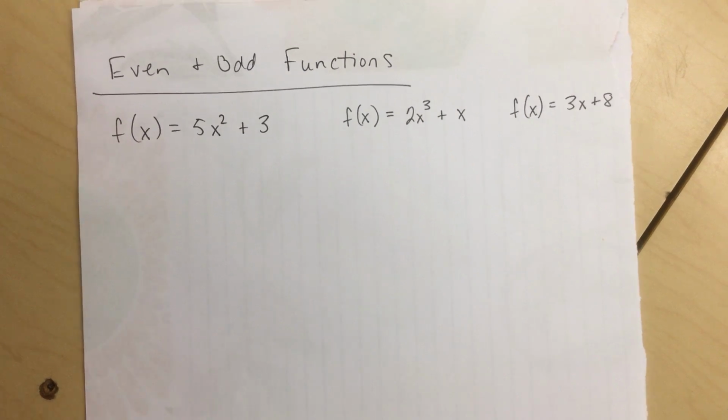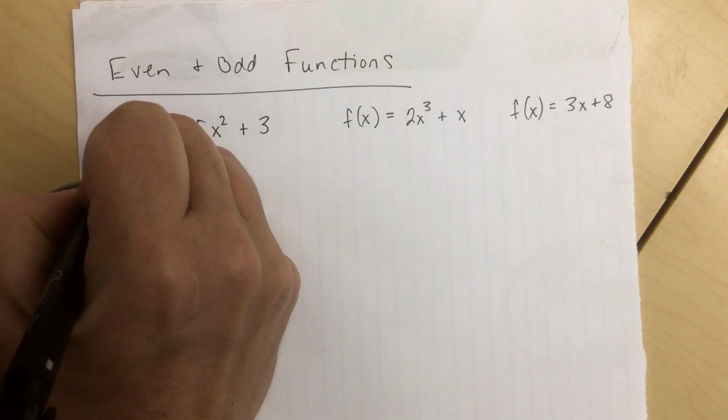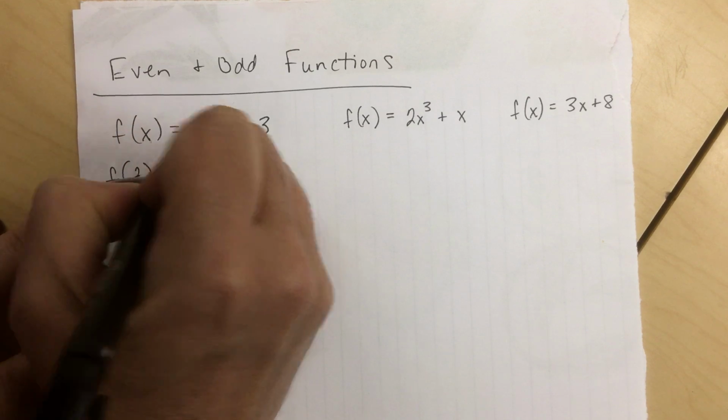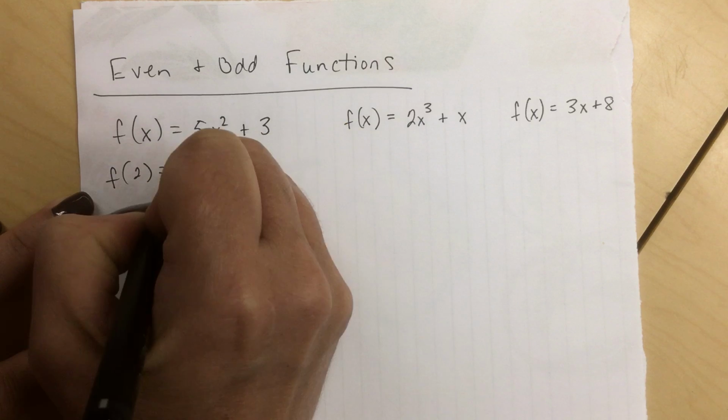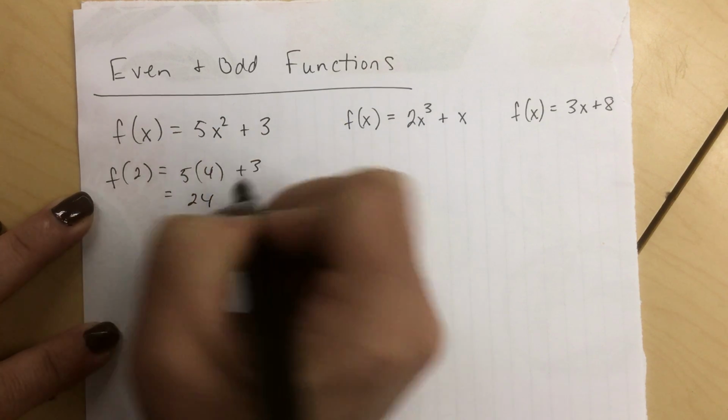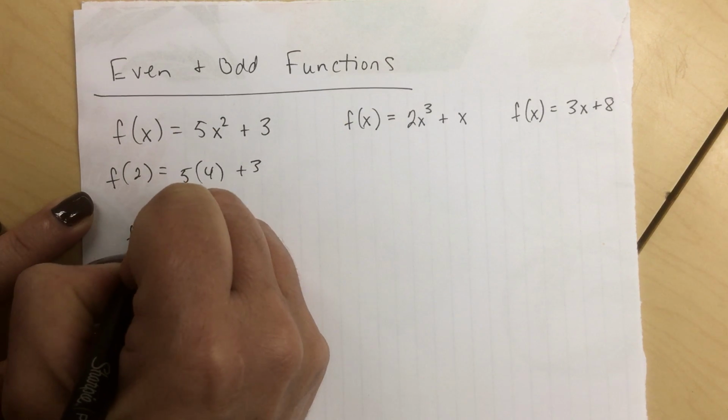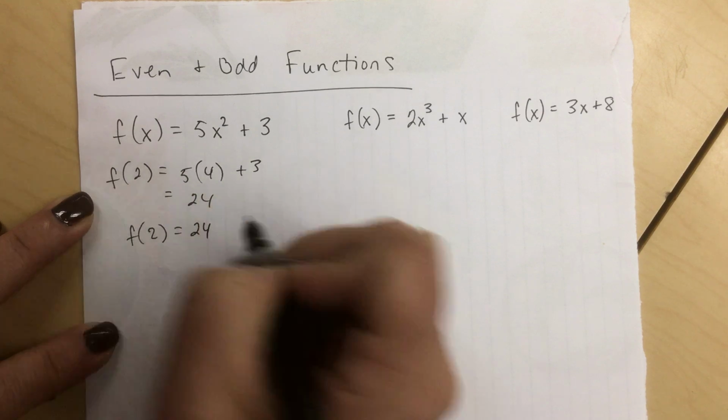Okay, we're going to talk about even and odd functions now. I'm going to plug some numbers in and give you some examples, and then I'm going to show you the definition of an even function and the definition of an odd function. So let's look at f of 2 here. That would be 5 times 4 plus 3, so that would be 24. So f of 2 is equal to 24.